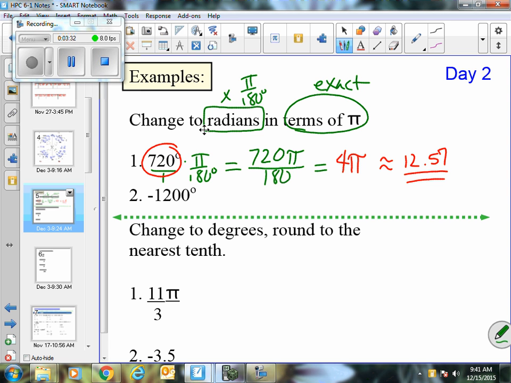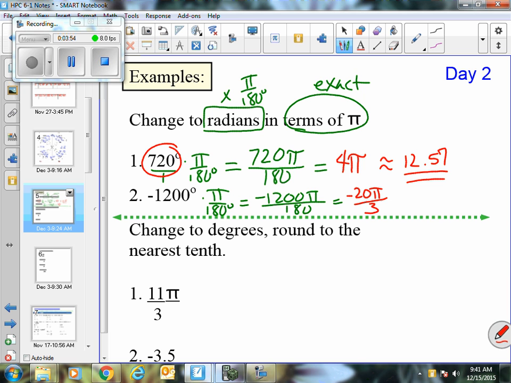So if it's negative in degrees, it's going to be negative in radian measure as well. We still have the same conversion factor. We still multiply by pi over 180. So we'd have negative 1200 pi over 180, and I just need you to reduce that fraction. So that ends up to be, go ahead and type it in, 1200 divided by 180. That would be negative 20 pi over 3.